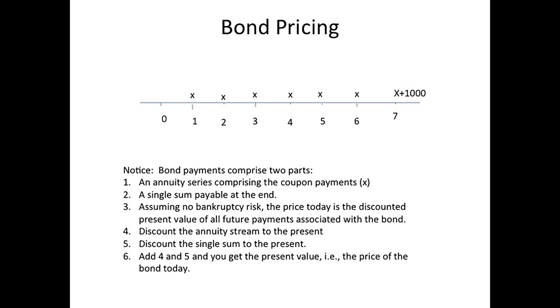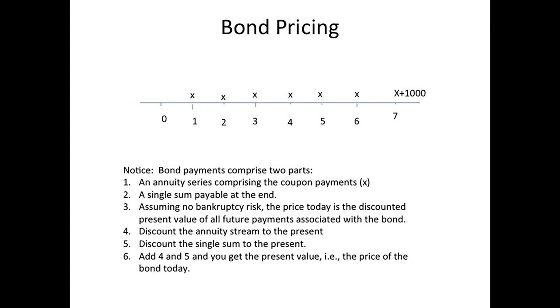So if we have to break down the problem in terms of annuities and single sums, notice that the cash flows associated with a bond comprise two parts. The annuity stream comprising the periodic coupon payments, which in this case you see with the X's, and then a single sum of the face value of $1,000 that occurs at maturity. So if we have to calculate the present value or the price of this bond now, then we have to do it in two parts.